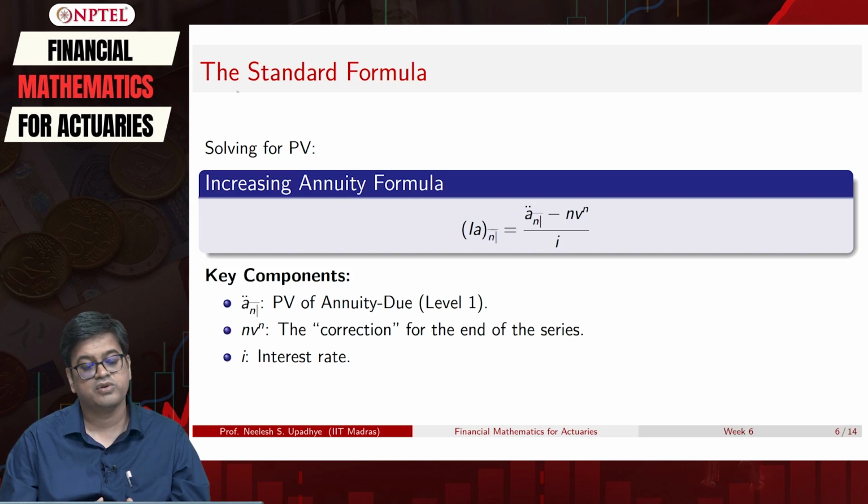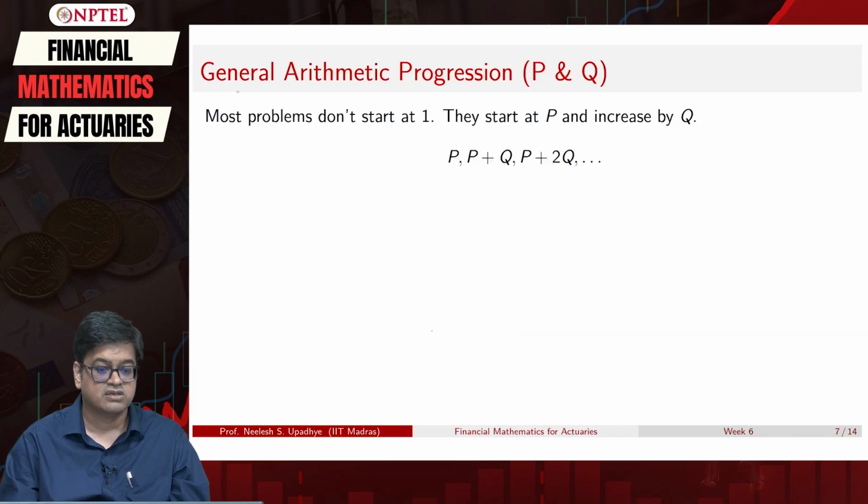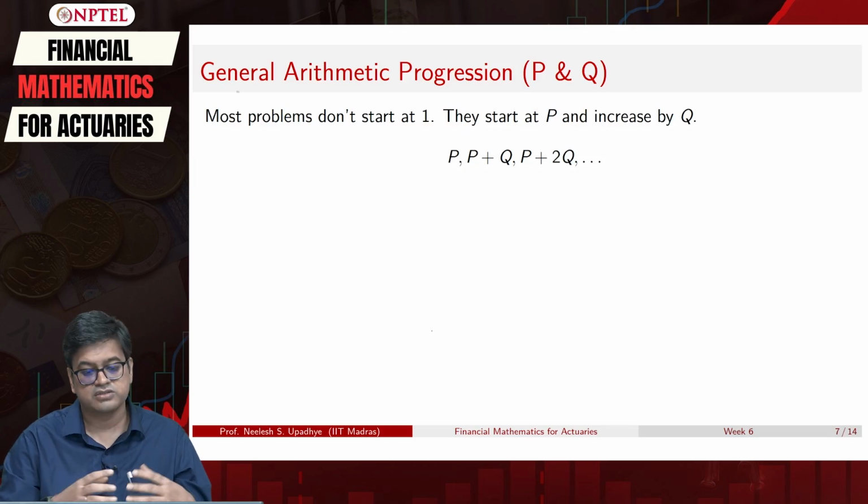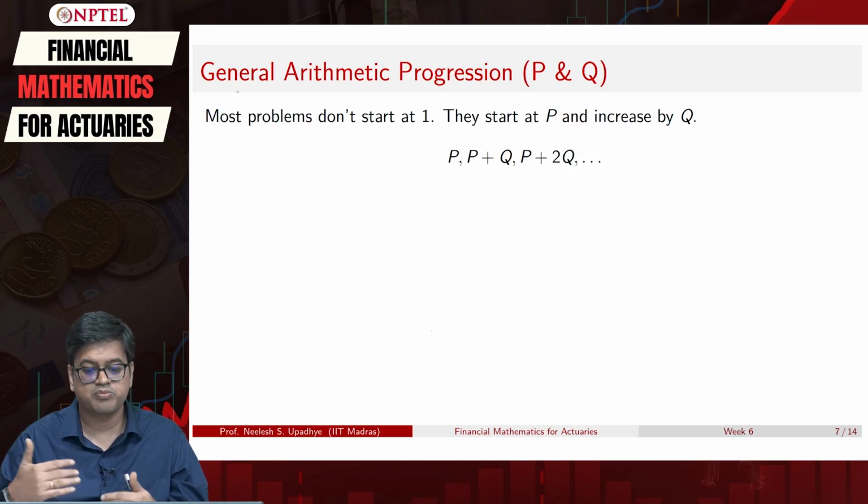Now we have to work on some generalized versions, because in reality these payments or differences are not always ones. So what are the payments or differences? You focus on this. For example, a salary starts with a certain amount, then you get a fixed increase every year, right? So this is the thing that we are looking at, and that is P plus Q, then P plus 2Q.